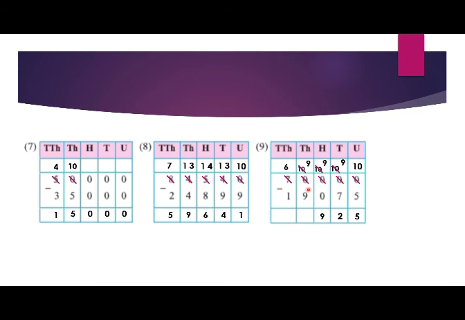9 minus 0, 9. 9 minus 0, the thousands place, 0. 6 minus 1, it's 5. See, it's very easy if you understand it clearly, the method, the way of solving it. Keep solving it, you'll understand.